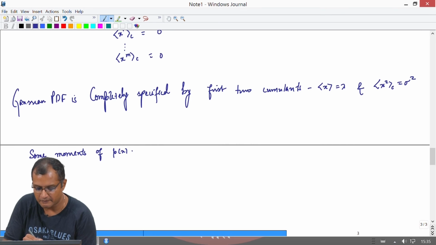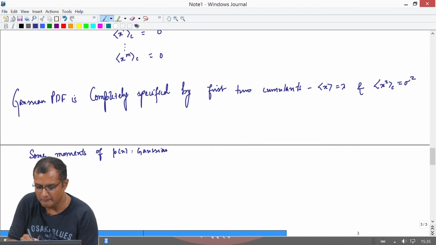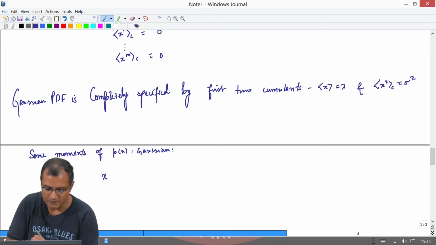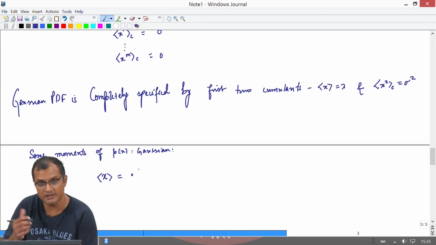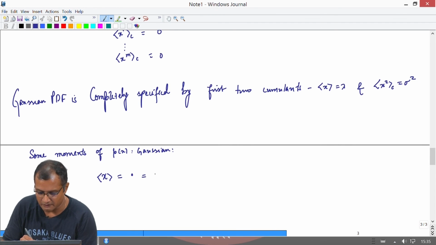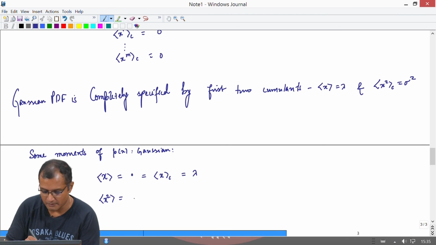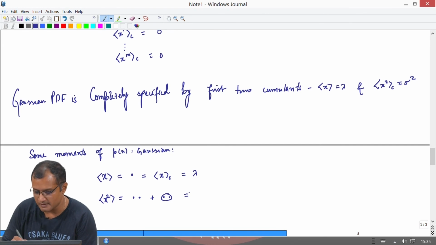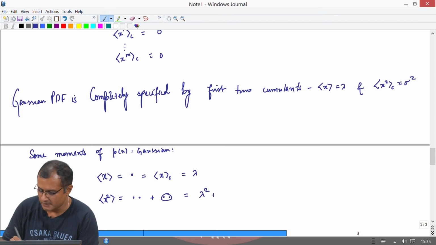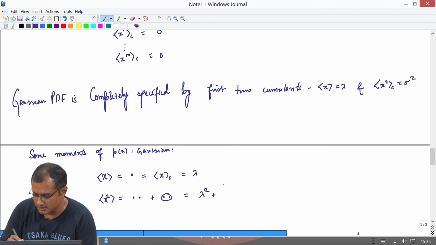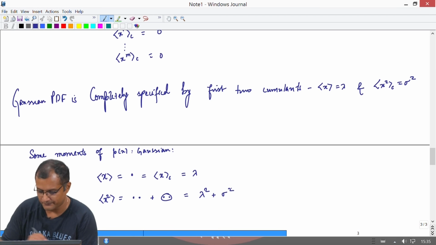Our Gaussian PDF. You can take the first moment, which we know already is a single dot. I will use the diagram method, which is nothing but our first cumulant, that is lambda. The second moment is constructed by 2 points, but 2 points can be either disconnected or connected. Disconnected points are nothing but your moments, so they are lambda square, plus connected dots are your cumulant. This is a second cumulant, which is sigma square.